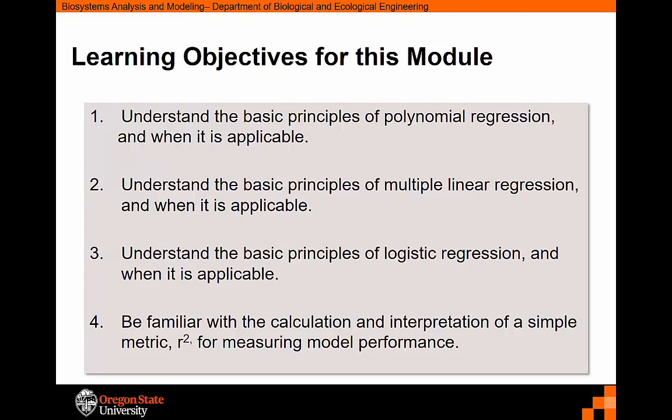Upon completing this module, you should be able to, first, understand the basic principles of polynomial regression and when it is applicable. Second, understand the basic principles of multiple linear regression and when it is applicable. Third, be able to understand the basic principles of logistic regression and when it is applicable. And finally, you should be familiar with the calculation and interpretation of a simple metric, the R-squared metric, for measuring model performance.